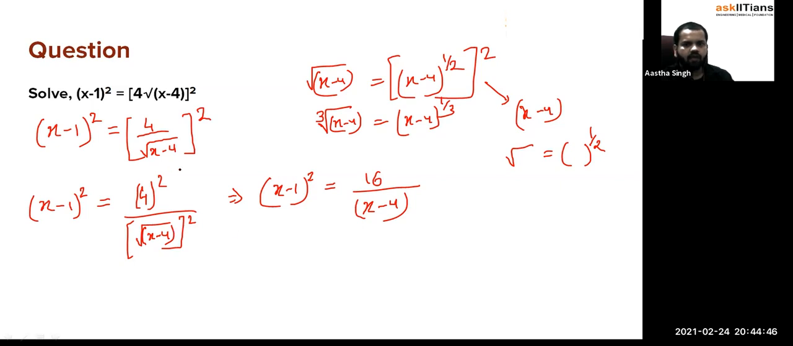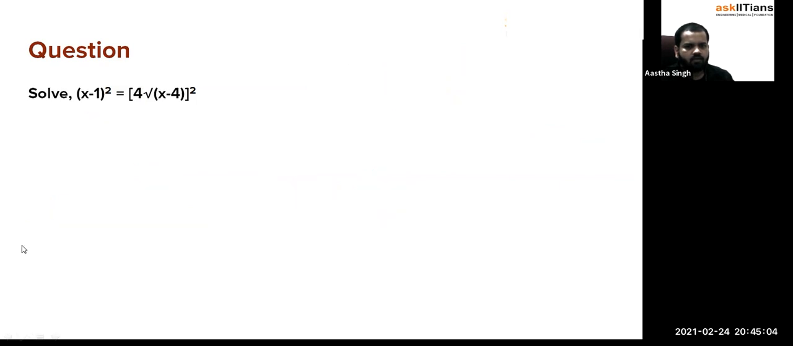Sorry guys, I think we have misread the question, because it is not 4 by under root of x minus 4. The answer will be changed. Otherwise, you can also solve this, right? Basically, your question was okay. So your question is x minus 1 whole square is equal to 4 under root of x minus 4. I think we have misread the question, right?